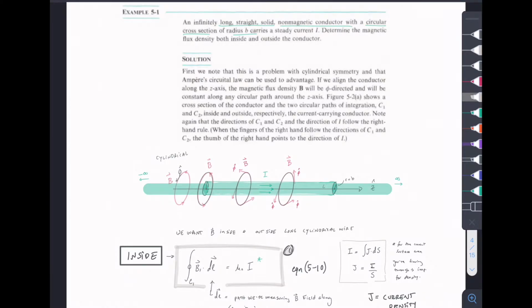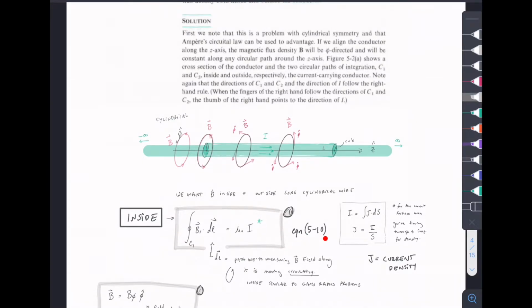So we have essentially a cylinder, and we're looking for the B field outside of the cylinder and then inside of the cylinder. So we have a radius of b for the area that the current is flowing through. Okay, so we're going to use equation 5.10.